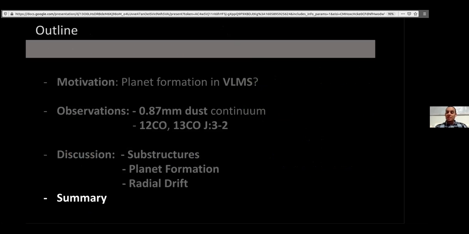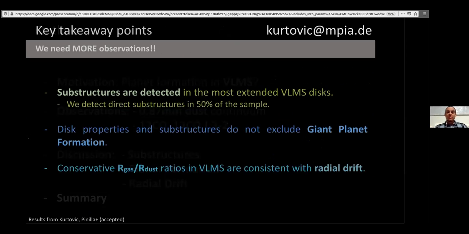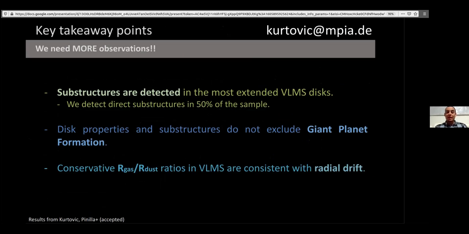So just to summarize all the results that we got, we find that substructures are directly detected in 50% of our sample, which are the most extended very low mass star disks that we got. This doesn't mean that only half of the disks have substructures. It's just that in the other half, where we didn't directly detect the substructures, we don't have enough angular resolution to see what is going on in there. So we predict that there must be something in there that is trapping the dust, but we're unable to see it. We need higher angular resolution data.